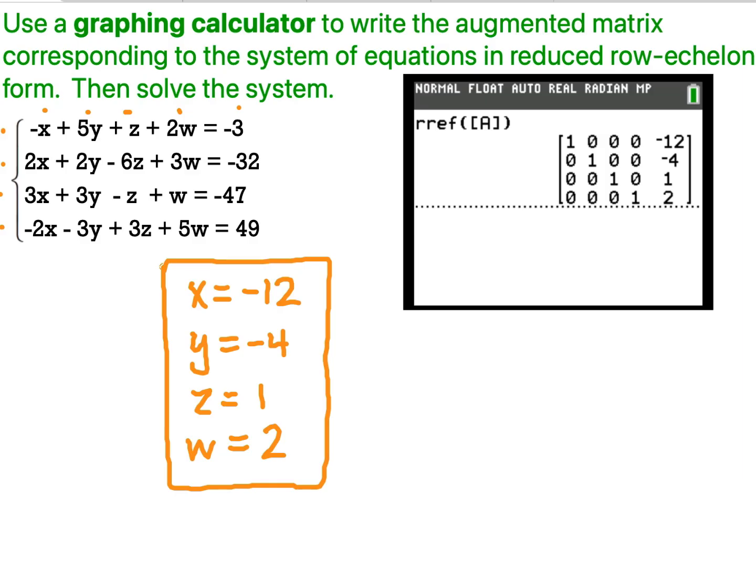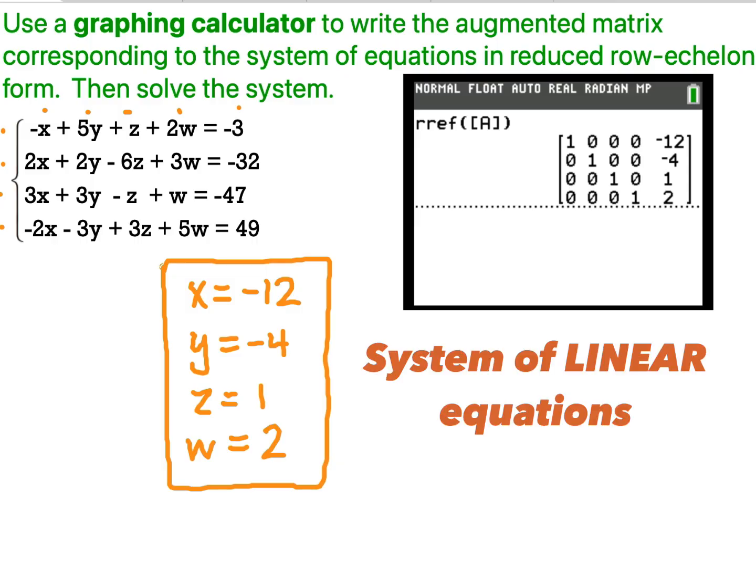I might even use that on the ACT, only if it feels like it'd be faster than solving it using some other method. So I could solve any system of equations using an RREF, but only if I get fast at typing in matrices, I suppose.